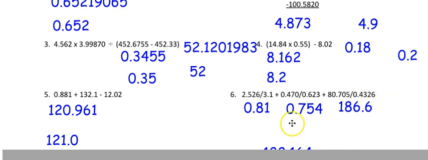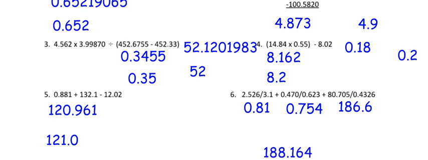So I'm going to take 0.81 plus 0.754 plus 186.6, and my calculator gives me 188.164. But now to see where I have my spots, I have hundredths, thousandths, tenths, so I need to make this to the nearest tenths, and there I go. Okay, that's not too bad, is it? Let's go to the next page and see what we're going to do.